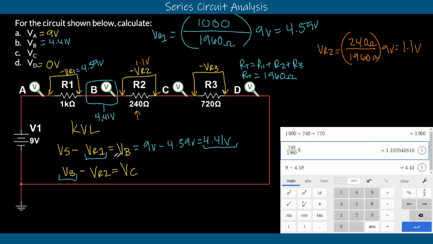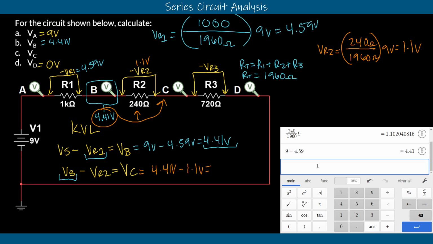And so now we can plug that in down here. We can say that our VB was equal to 4.41 volts. That's what we had left at that B location moving forward. And after our R2, we end up at our C location. So we'll subtract what we know we lost across R2, which is 1.1 volts. And that's going to give us the remainder. That's going to give us VC. Right here, we'll say that we have 4.41 minus 1.1, 3.31 volts, our point C location, 3.31 volts.